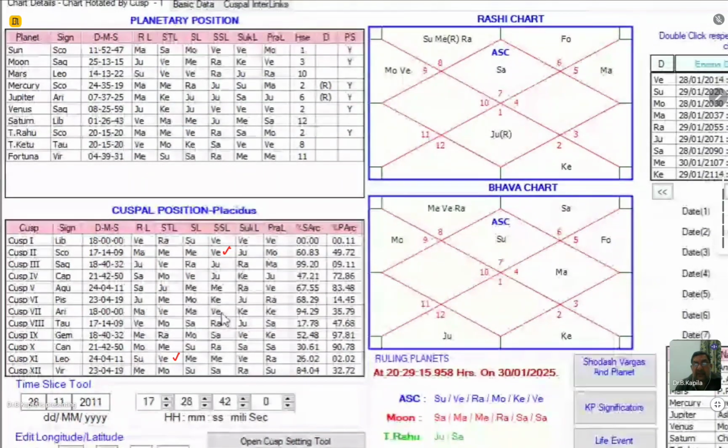Third from fifth is the multiple of fifth house. Okay, sir. Means second childbirth can happen, right?